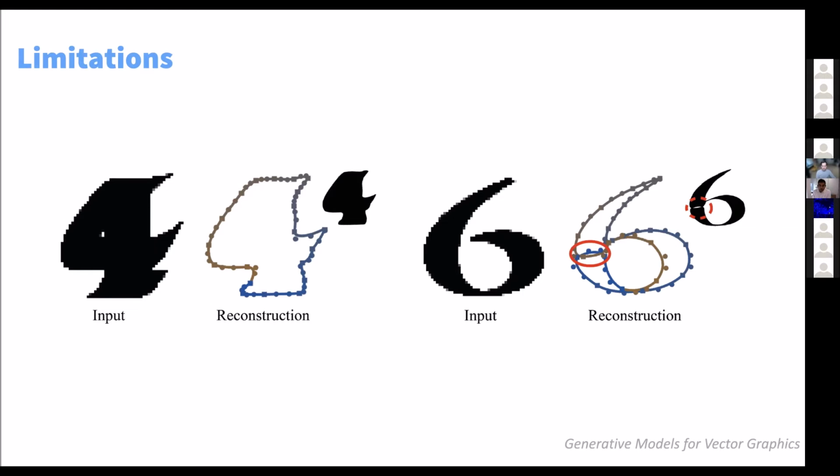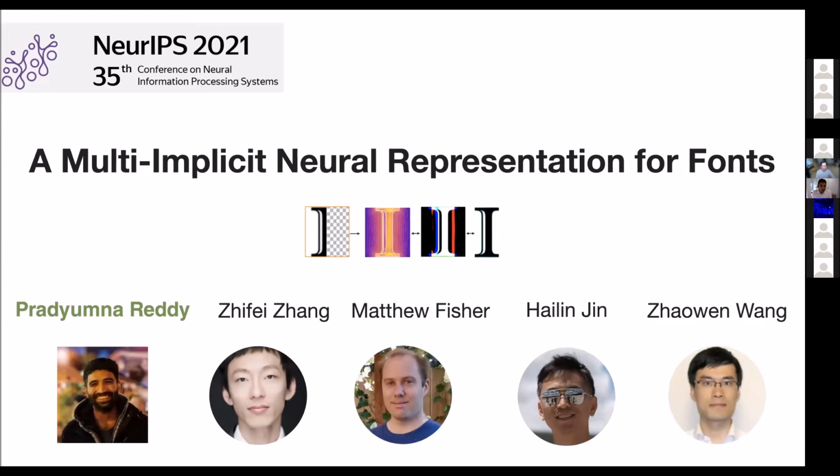And this topology problem is what inspired us to go to this next paper, which got accepted now for NeurIPS, which is this multi-implicit neural representation. And it has a couple of really nice insights that I want to talk about today in the remaining time.